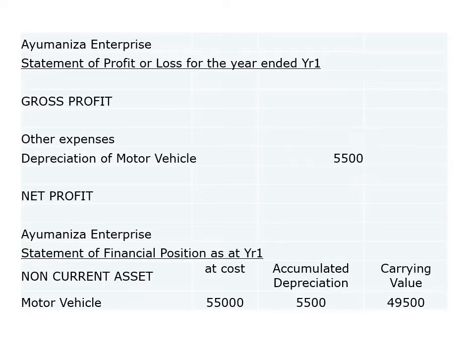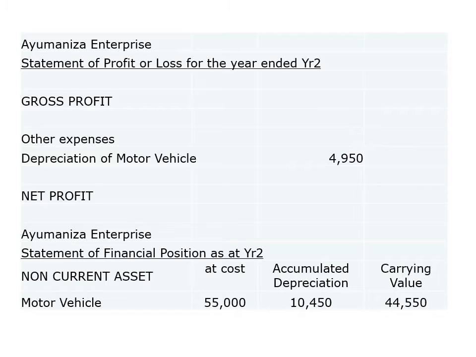And in the statement of financial position at year 1, again in the non-current asset part, you will have motor vehicle at cost 55,000, deduct the accumulated depreciation 5,500, and the carrying value would be 49,500. It is the same as if you use the straight line method. However, the amount of accumulated depreciation will be different in year 2.